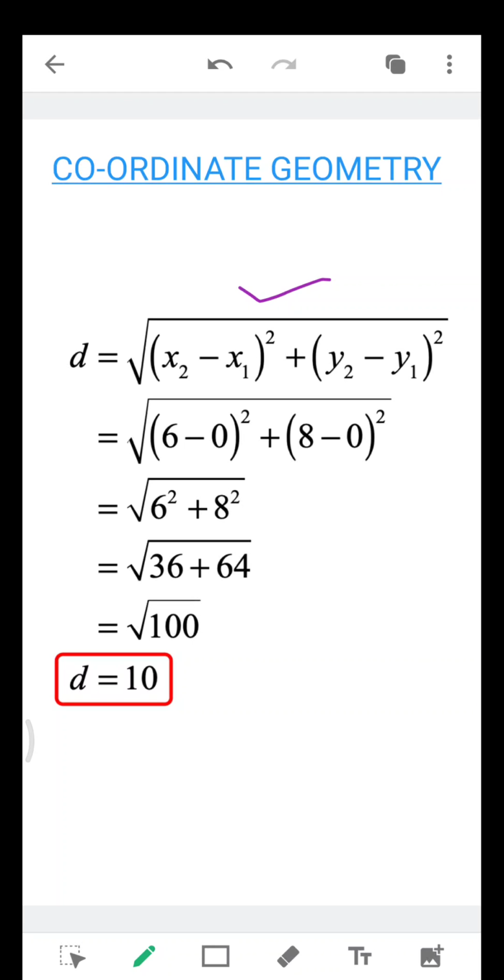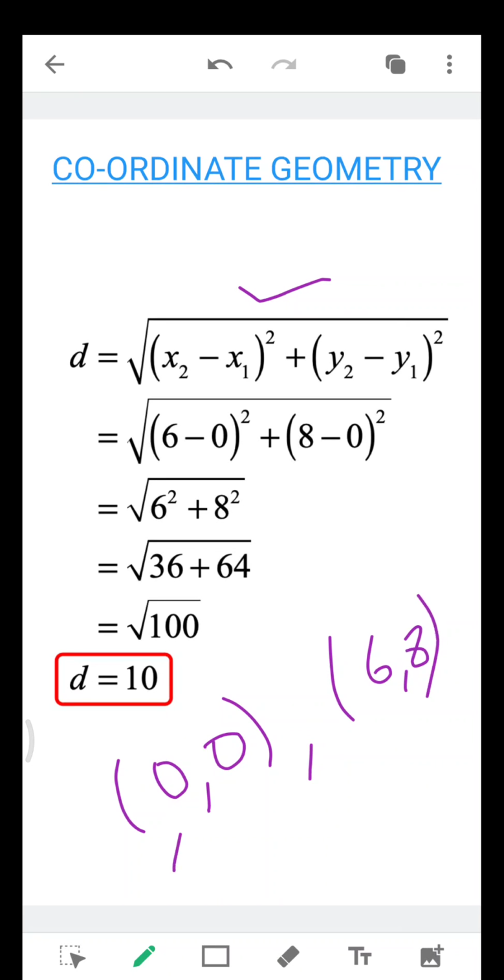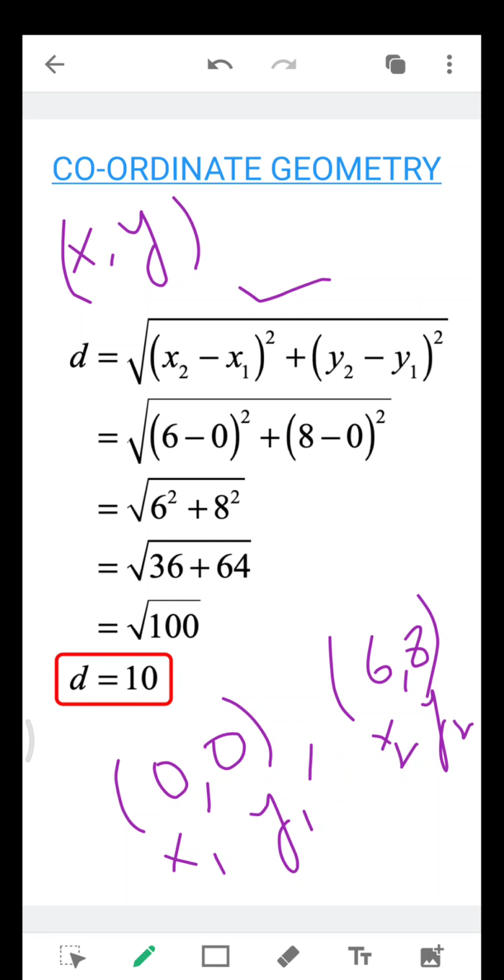The points will be given as 0 comma 0, x1 y1, and the other point will be 6 comma 8. These are the points. So this will be our x1 y1. They will not be x1 x2. Few students will get confused. So x1 y1 are the coordinates on the coordinate system. How will the coordinates be? x comma y. As there are two coordinates, we are labeling them as x1 y1 and the other I'll label as x2 y2. If I have one more coordinate, then I'll name it as x3 y3. But here we don't have it.